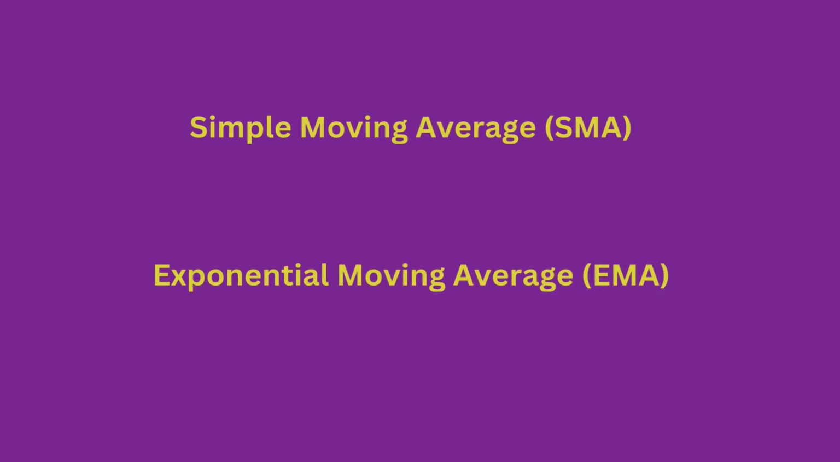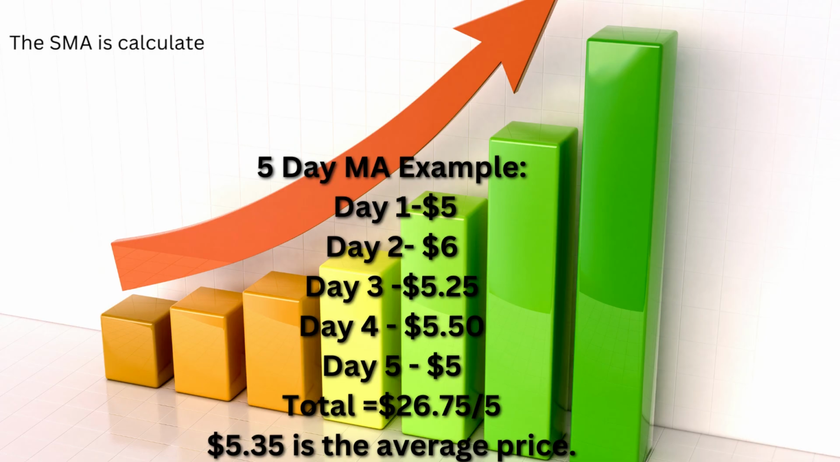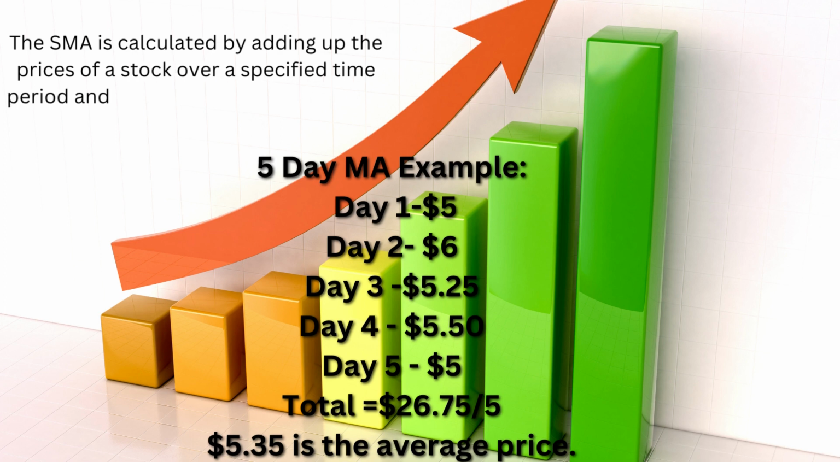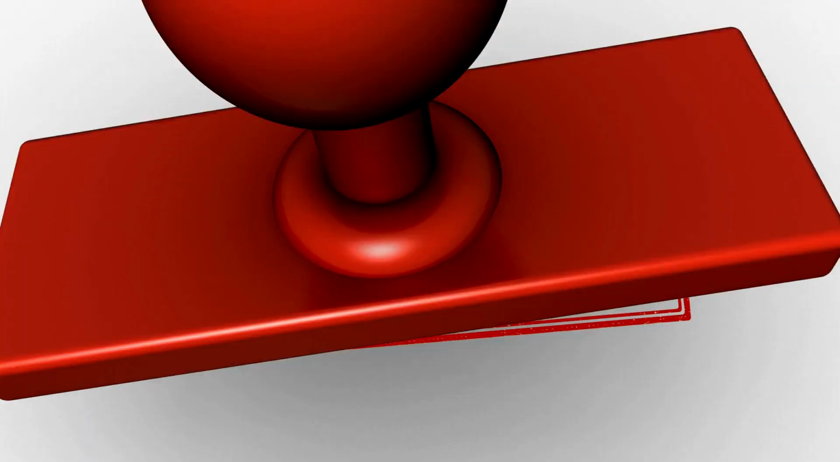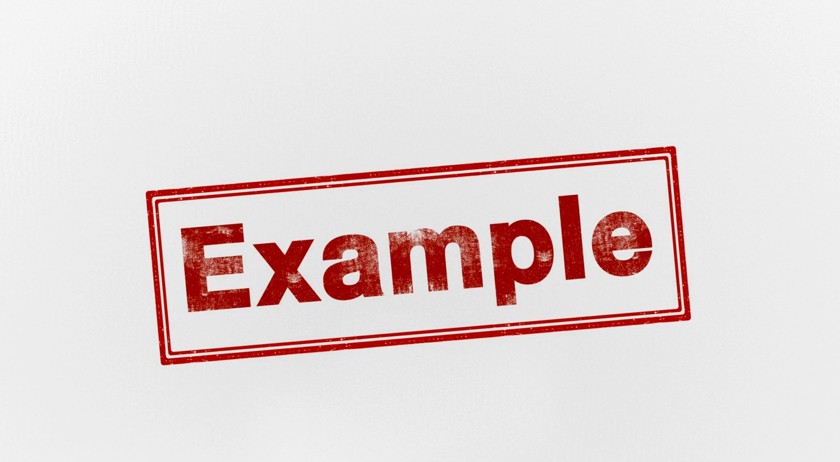There are two types of moving averages that you need to know about: the simple moving average, or SMA, and the exponential moving average, or EMA. The SMA is calculated by adding up the prices of a stock over a specified time period and then dividing by the number of periods. The EMA, on the other hand, places more weight on the recent prices of a stock, making it a more sensitive indicator. I will show you live examples of this in the Webull platform shortly.